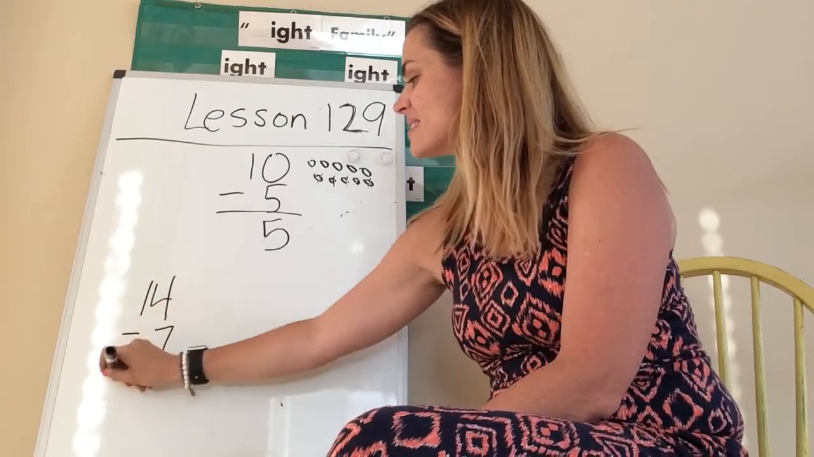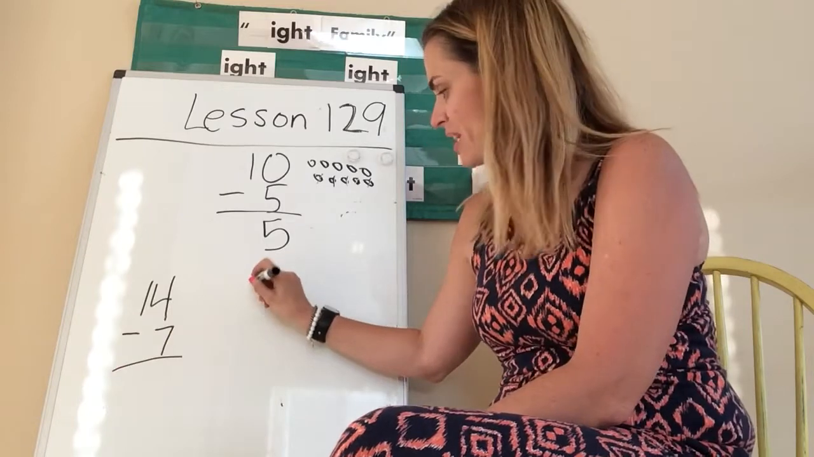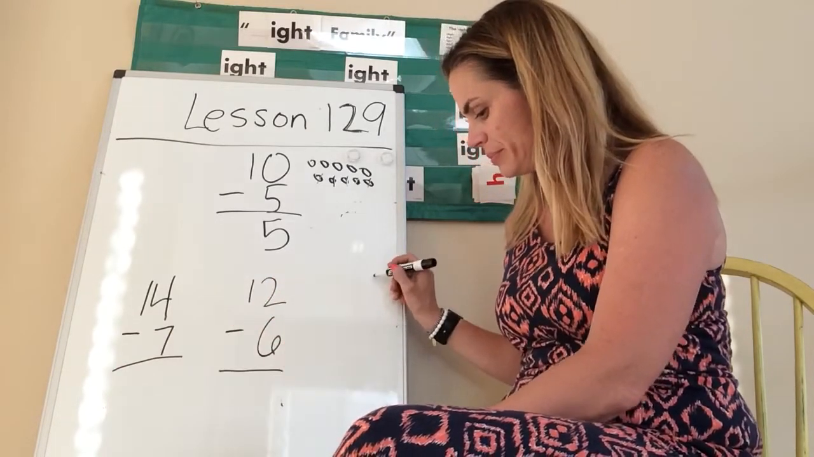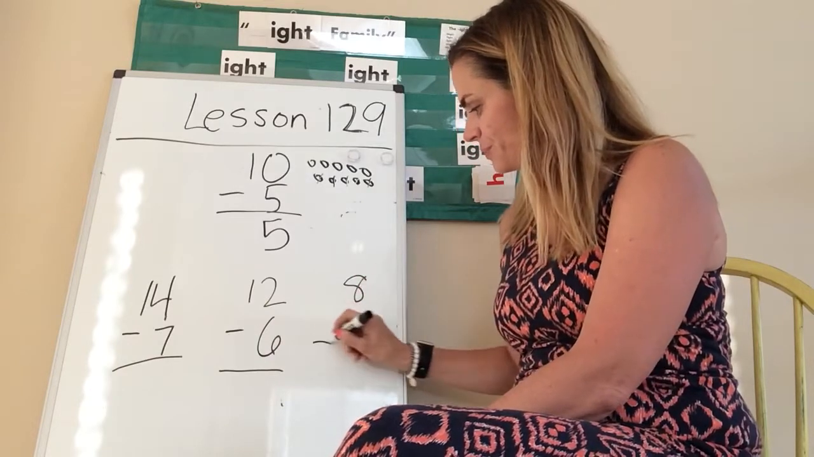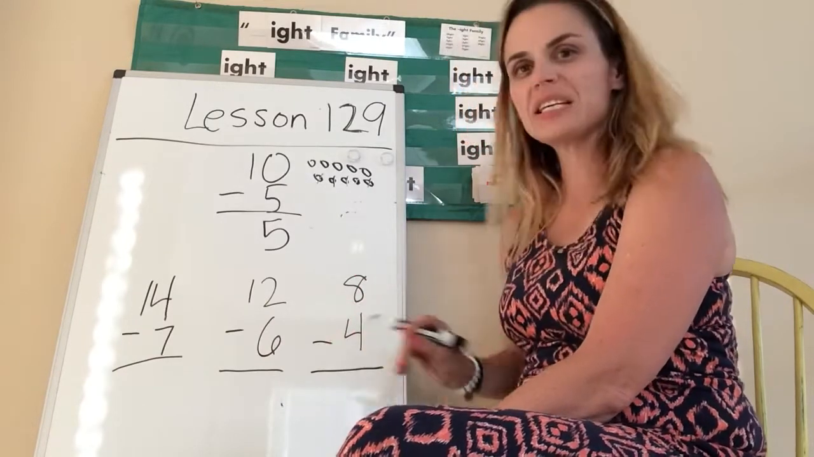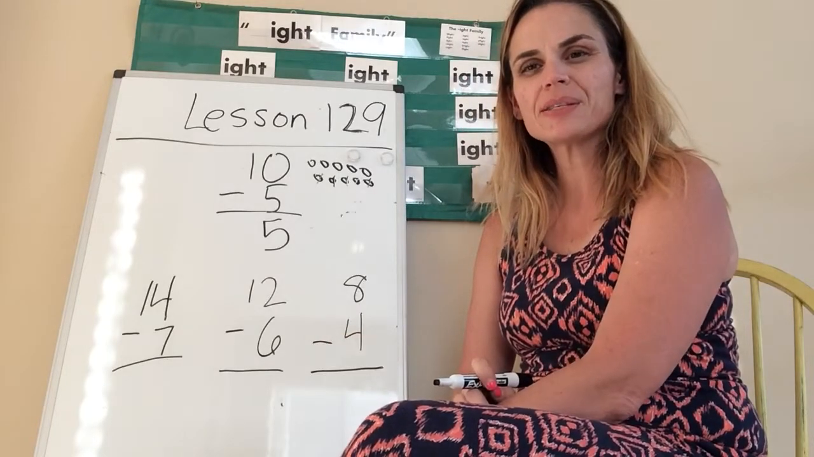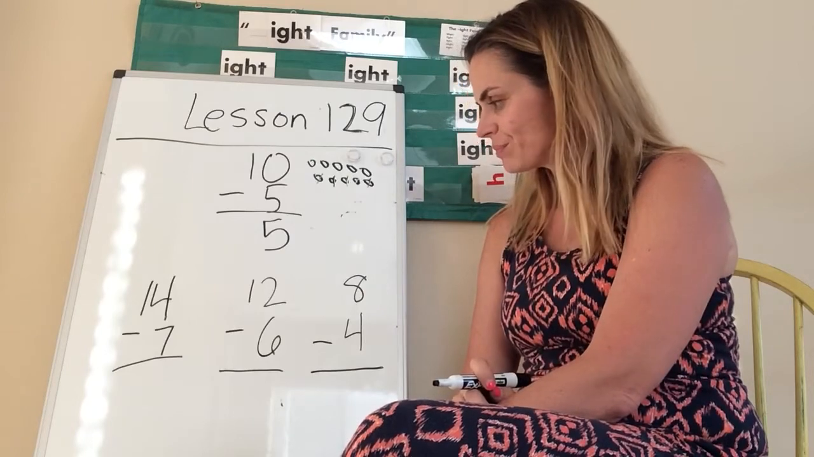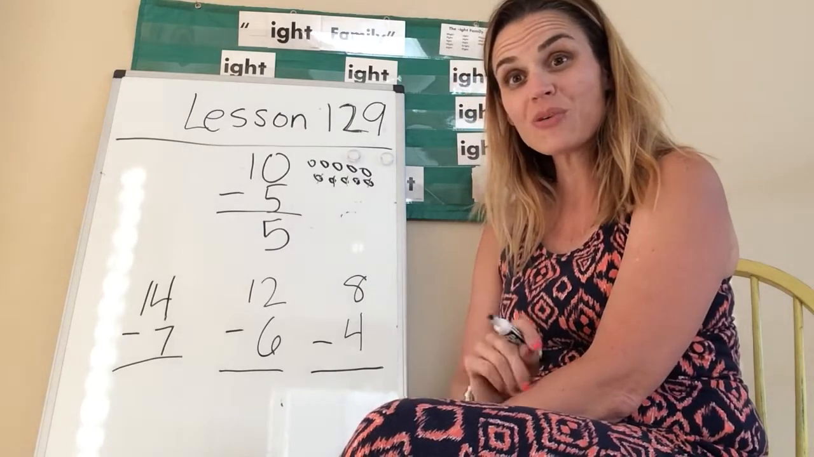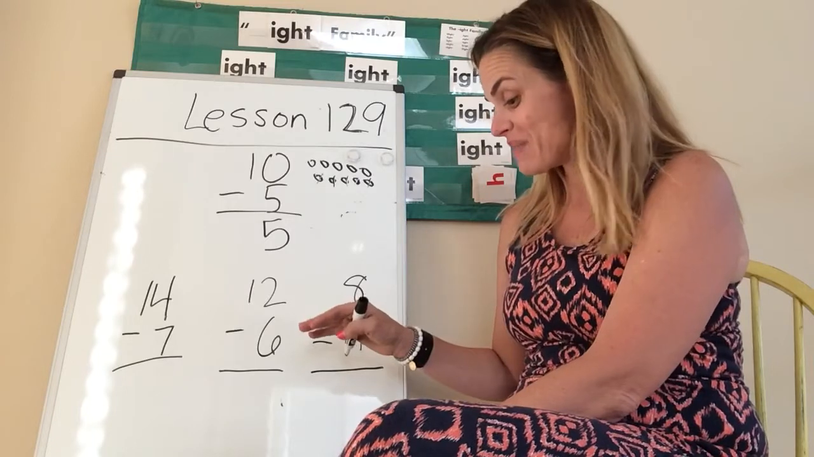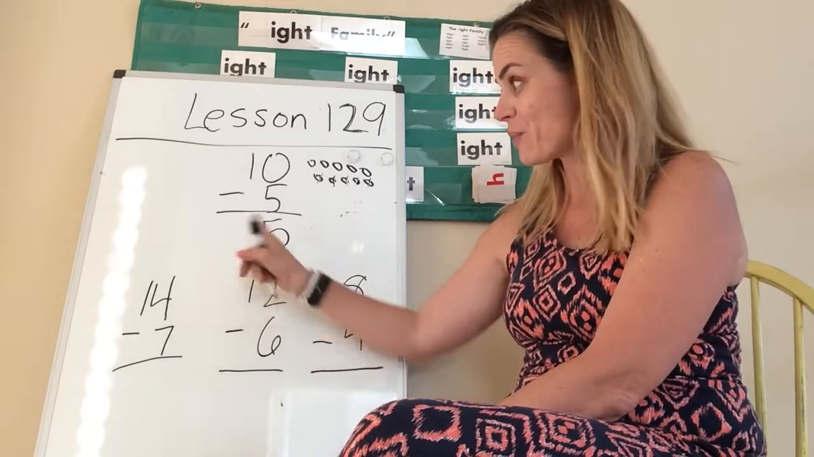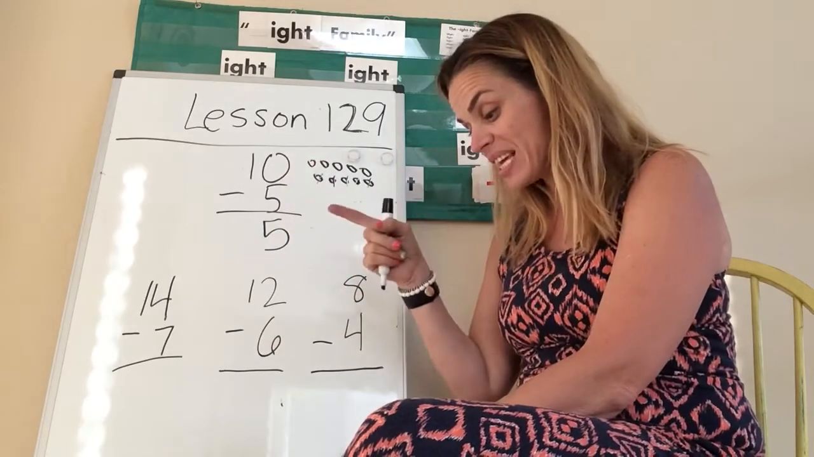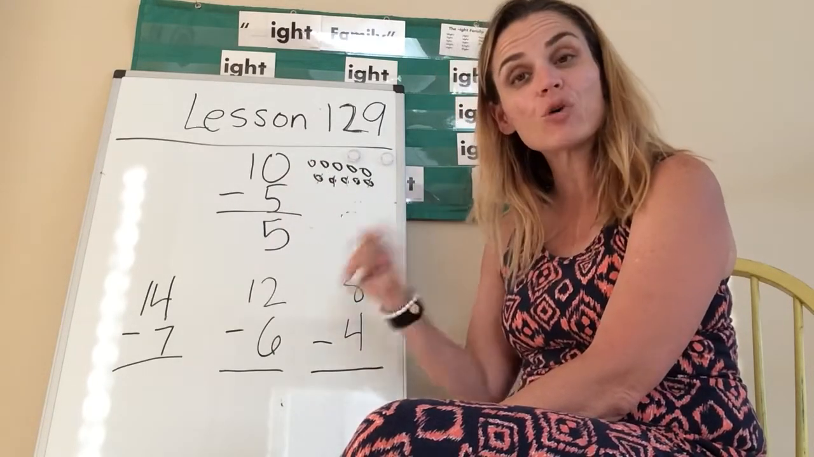14 minus 7. And I'm going to put a couple up here and tell me what you see. Look at these three facts here. What do you notice? How could you solve them? Right. You notice that they are doubles going the other way. So it's actually 5 plus 5 is 10. It's going up. So knowing this will help us actually solve the problem quicker.